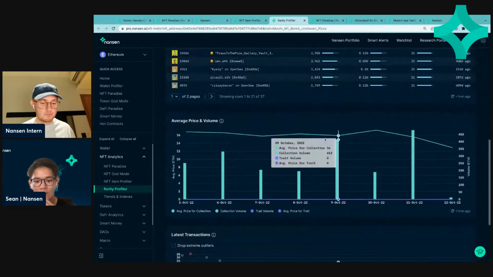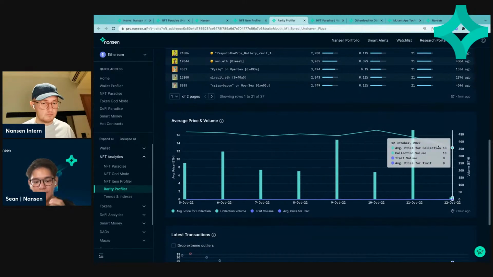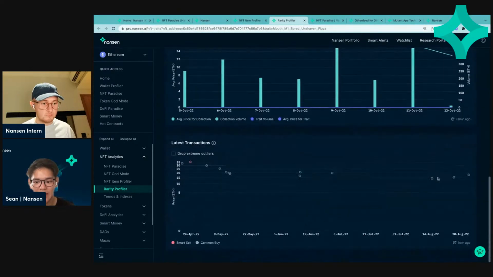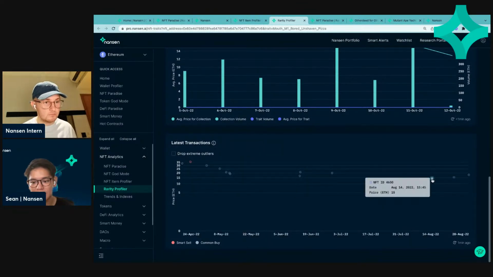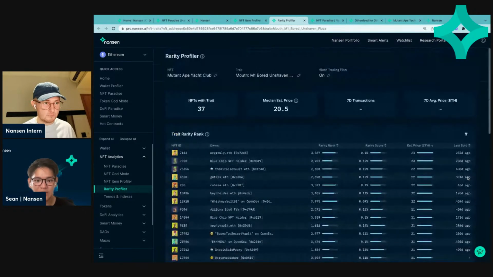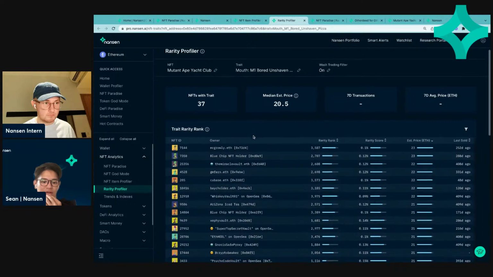You can see what average price this specific trait is being traded at, and also take a look at some of the latest transactions here that are specific to the trait as well. So that is a very quick roundup of Rarity Profiler. I think a lot more can be unpacked from this, but we'll just keep it to this right now.